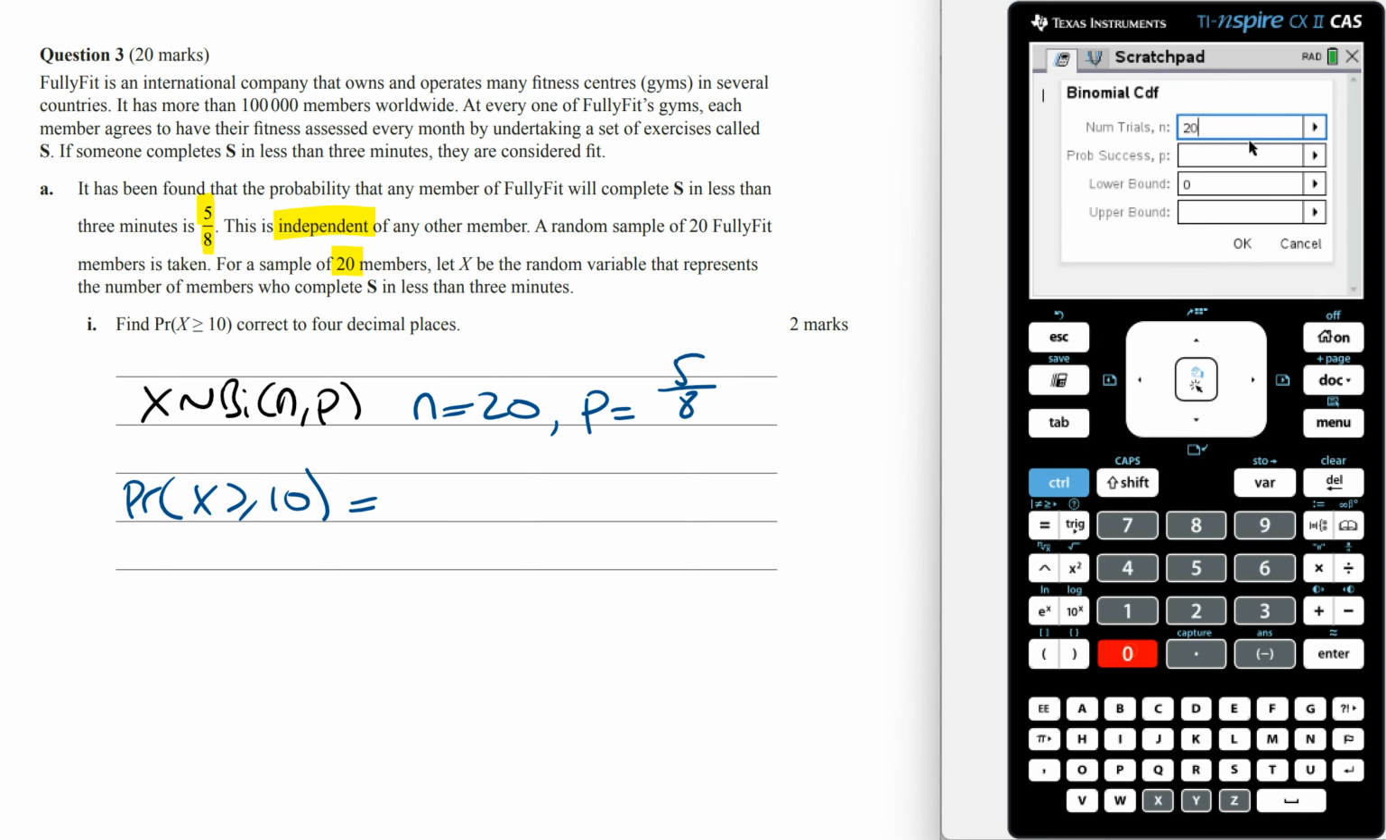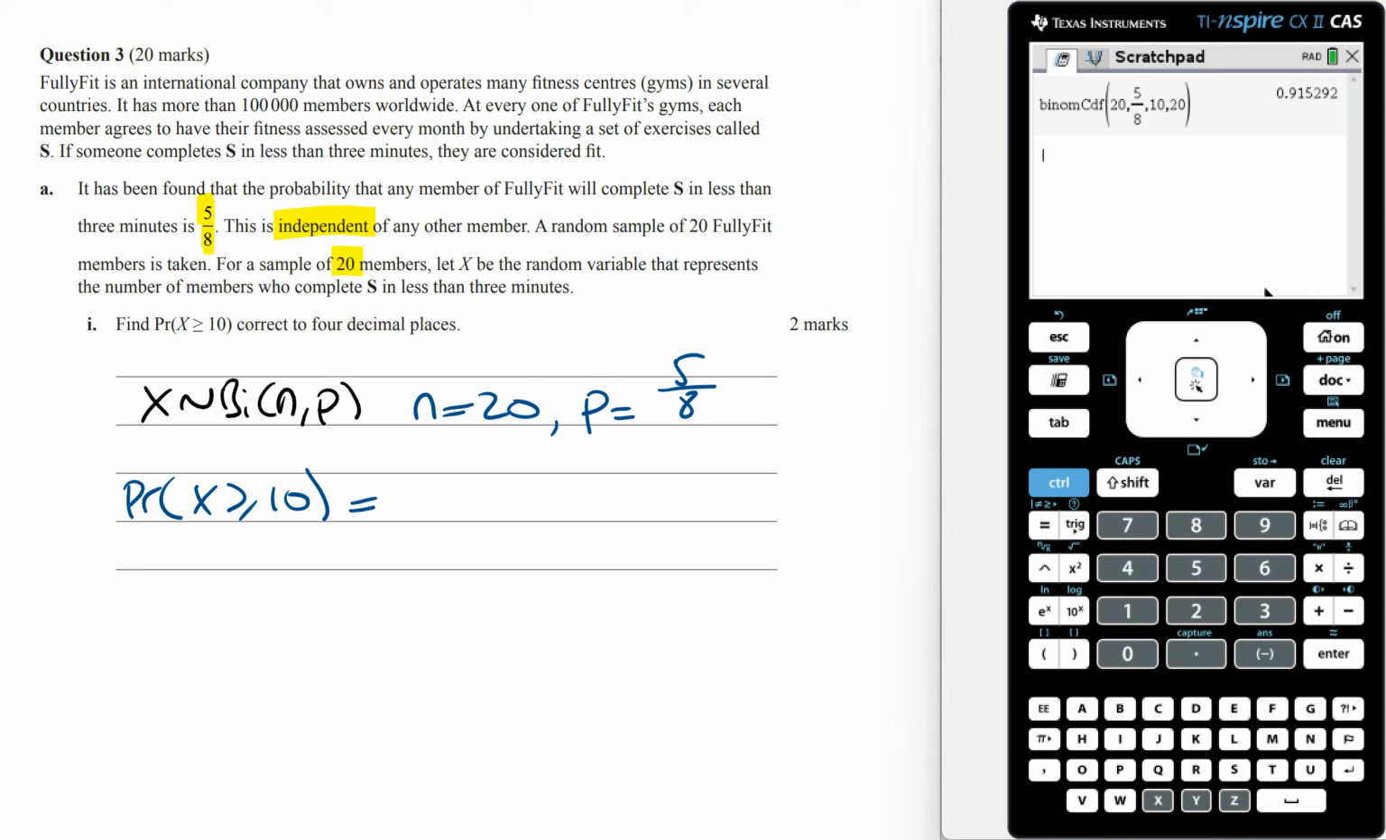The number of trials is 20, the probability of success is 5 on 8, the lower bound is going to be 10, and the upper bound is going to be 20. And so correct to 4 decimal places, this is going to be 0.9153.